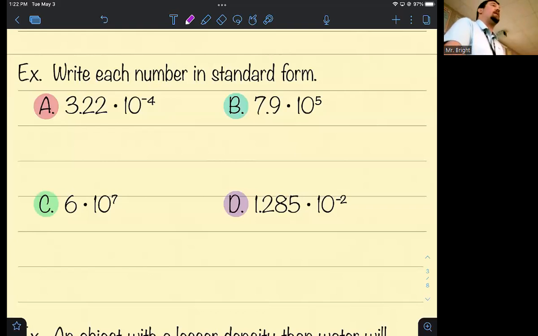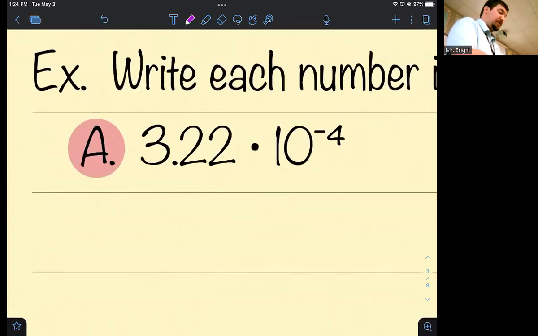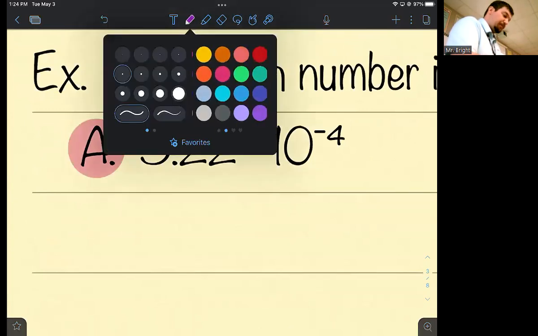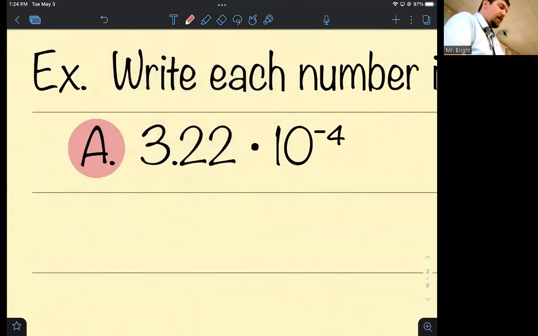These numbers are all in scientific notation. What we're going to do is write them in standard form. Okay, this is really easy. In fact, you might find this quite fun. The exponent tells you how many times and what direction to move the decimal point. Because this is a negative exponent, we're going to move it to the, do you remember, Jimmy? To the left. How many times? 4 times. We're going to move it 4 times to the left.